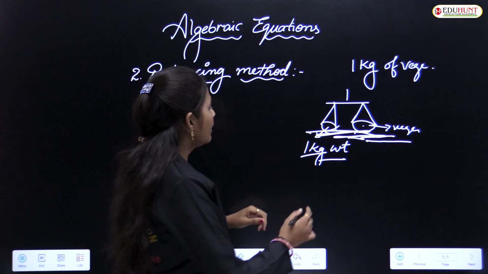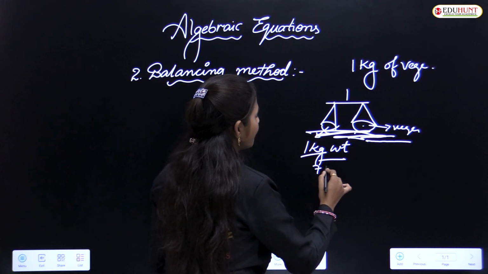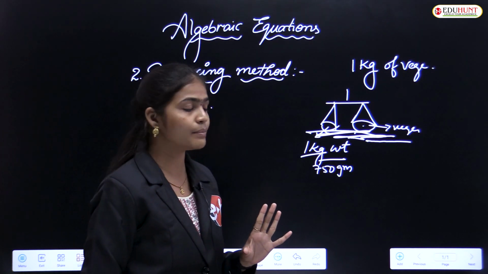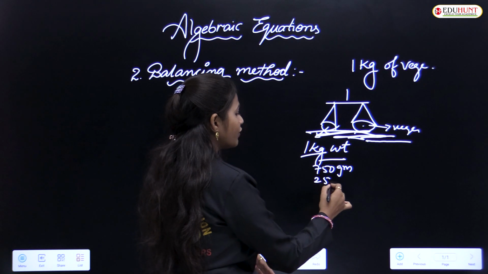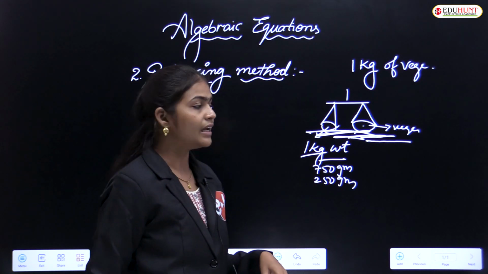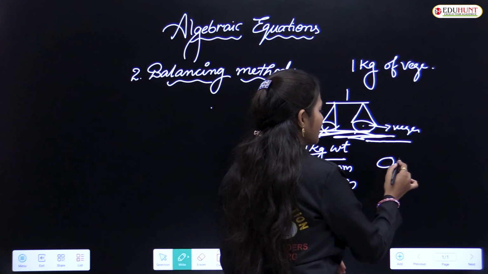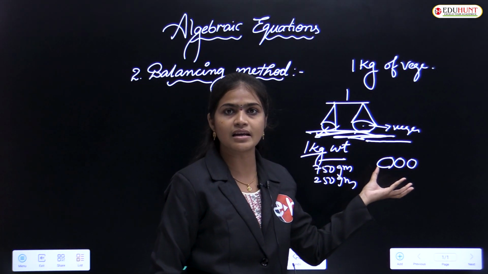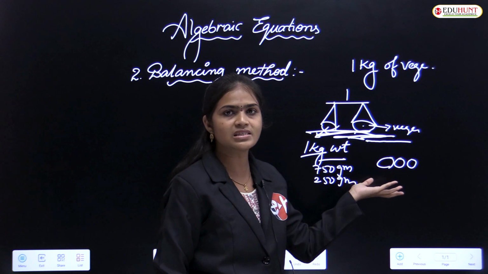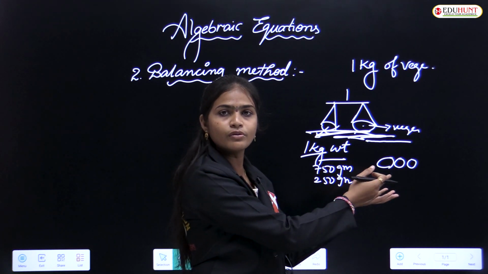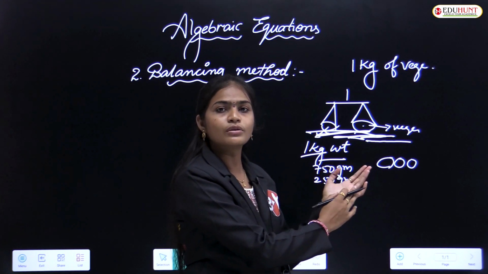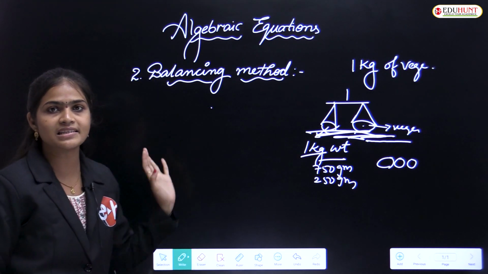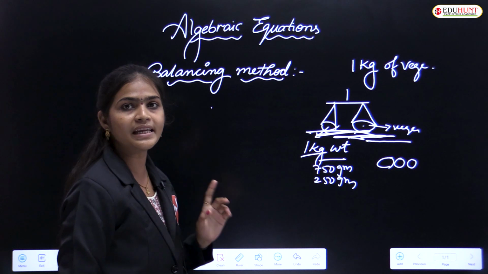For example, you take a 1 kg weight, and you kept 750 grams of vegetables here, but you want 1 kg of vegetables, so you have to add 250 grams more, no? Some vegetables are kept here, but still that is not sufficient, so you have to add some more vegetables. Okay, so that is called the balancing method. The same process we have to apply in the balancing method to solve a given simple equation.